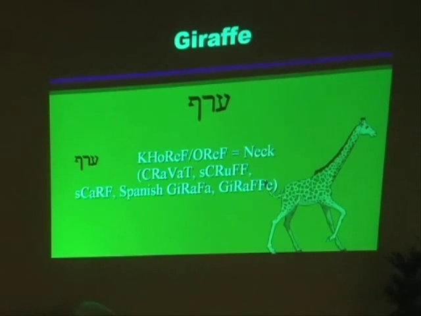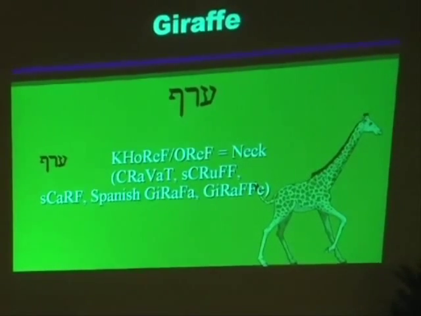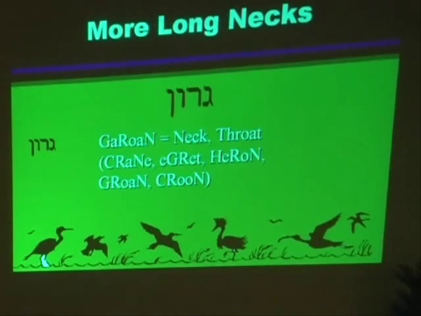Giraffe. Now, what does giraffe have to do with oref? Well, a giraffe has a big back, a big neck, that's oref. And if you switch the letters around a little bit, you will find that the G, R, and F appear in the Ayin, Resh, and Pei. In other words, similar root, similar letters. Same thing with garon, necks, long necks.